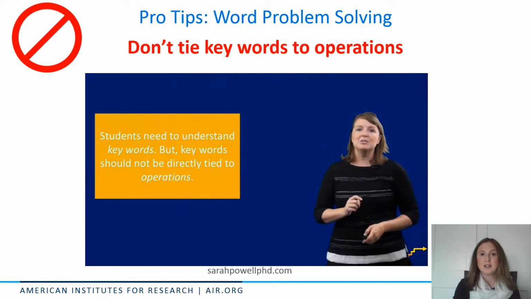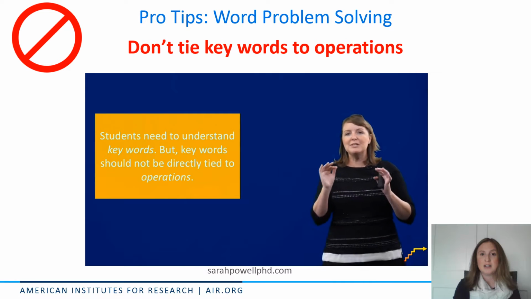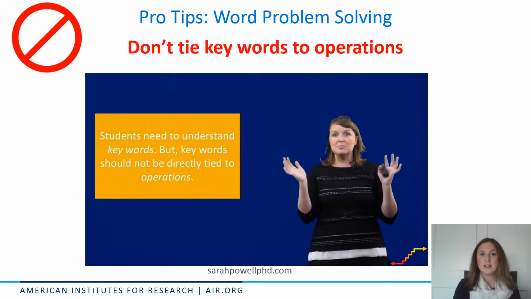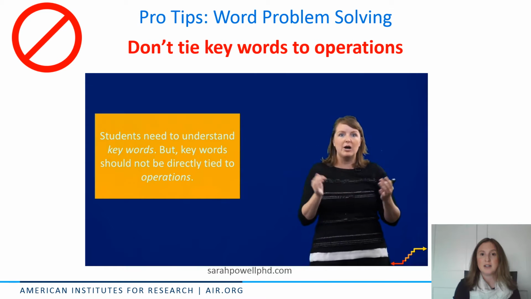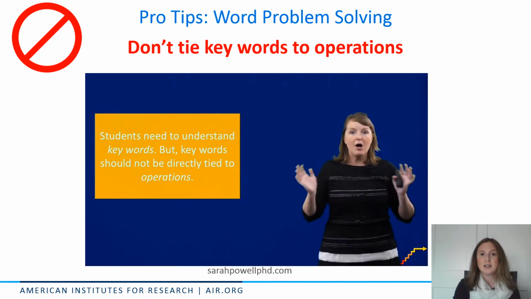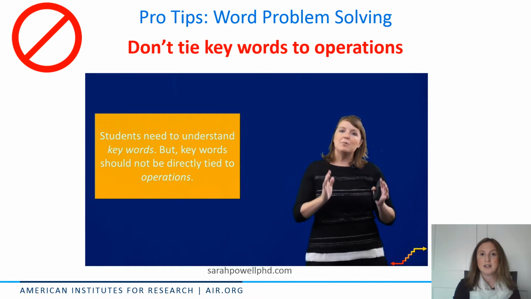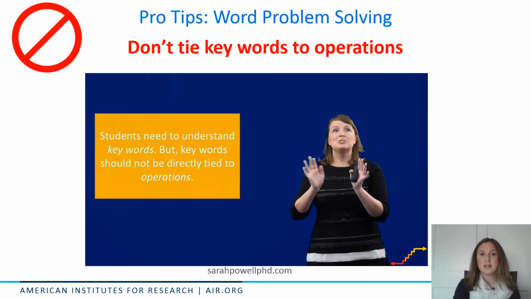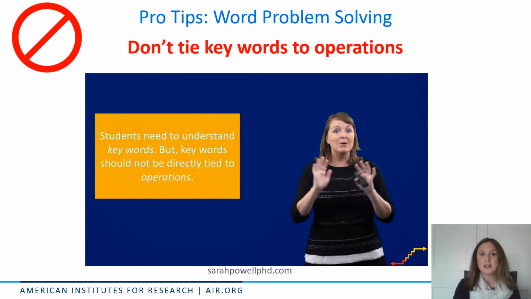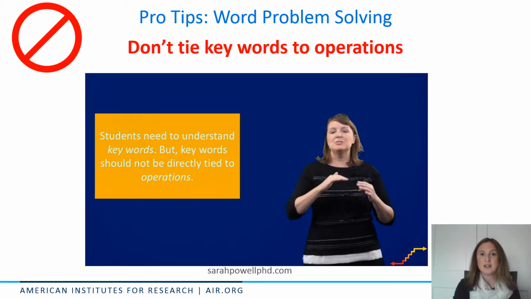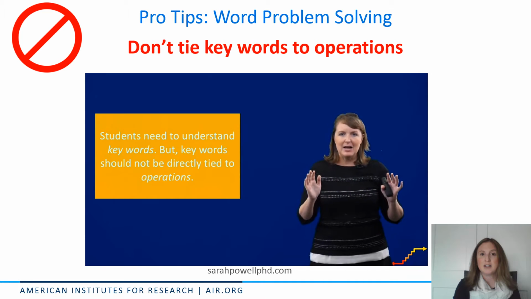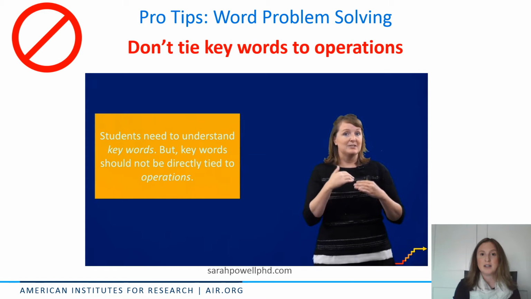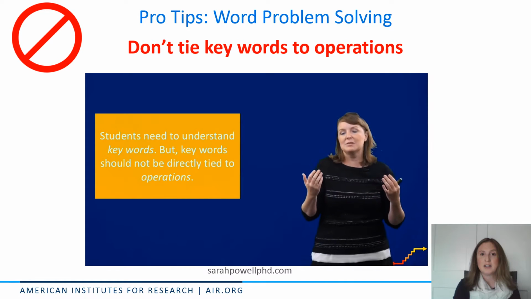Now, the one thing I do want you to think about is that students do need to understand these key terms. It's important to know what twice means, and it's important to know what each means, and per, and more than, and all of those words. But don't tie a specific term to an operation. So never say something like, well, whenever you see share, that means you divide. That's not helpful for students because share doesn't always mean that you're going to divide. Sometimes you're going to share with subtraction.